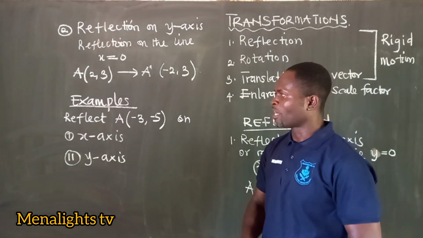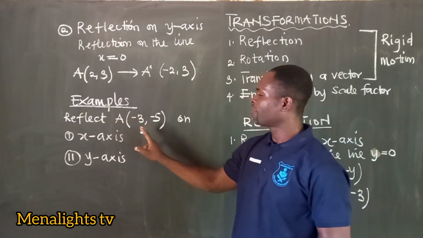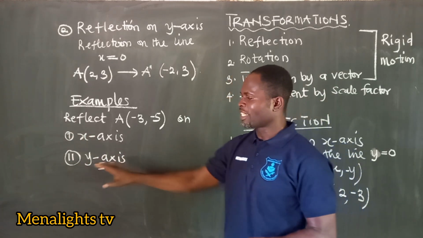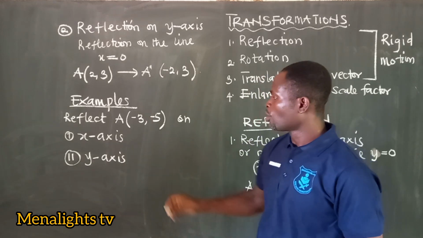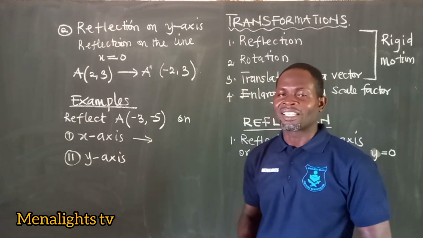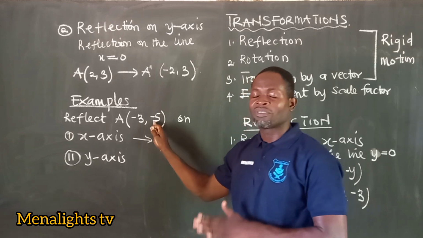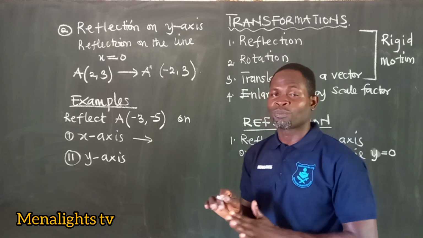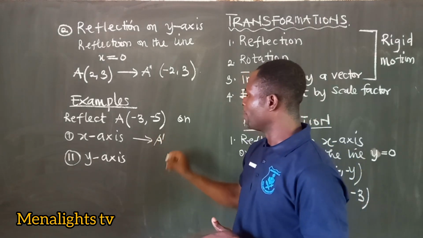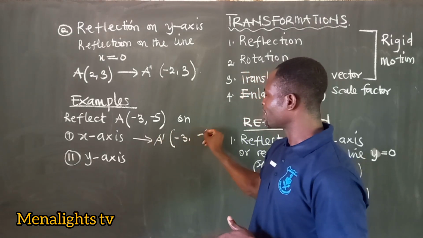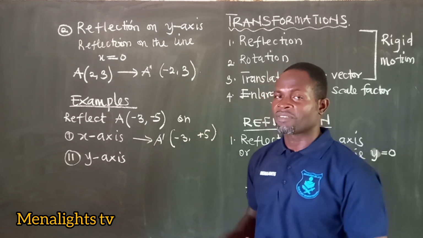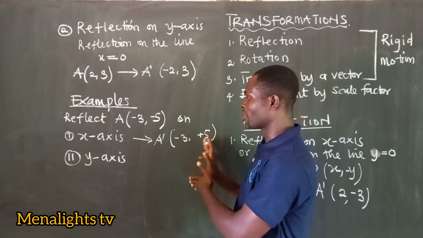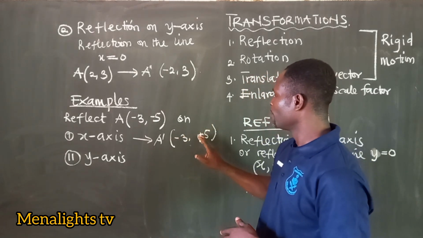Now let's look at this example. Reflect A (-3, -5) on the x-axis, and then after that, reflect on the y-axis as well. When you are reflecting on the x-axis, the y-coordinate is negated. Already this number is negative, so it becomes positive. So our A image will now be (-3, 5). Already the number is negative, and then you introduce another negative, then it becomes positive. So we have (-3, 5).